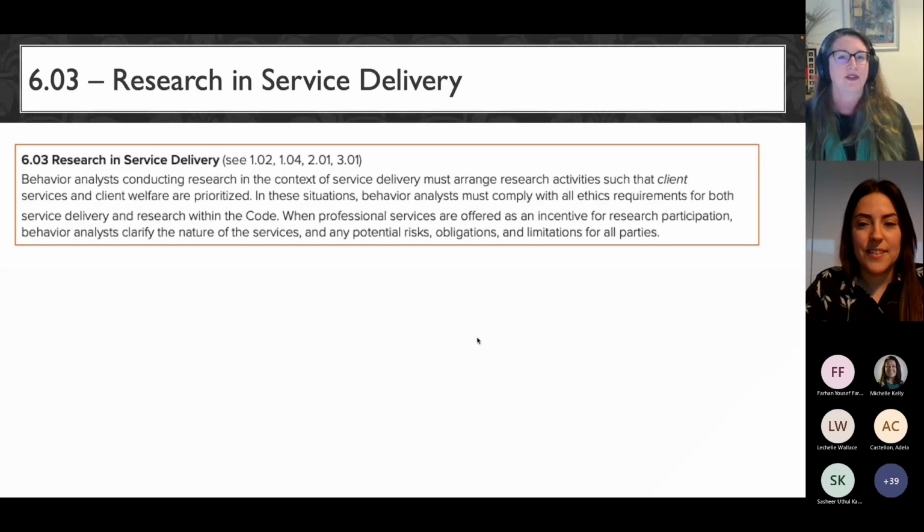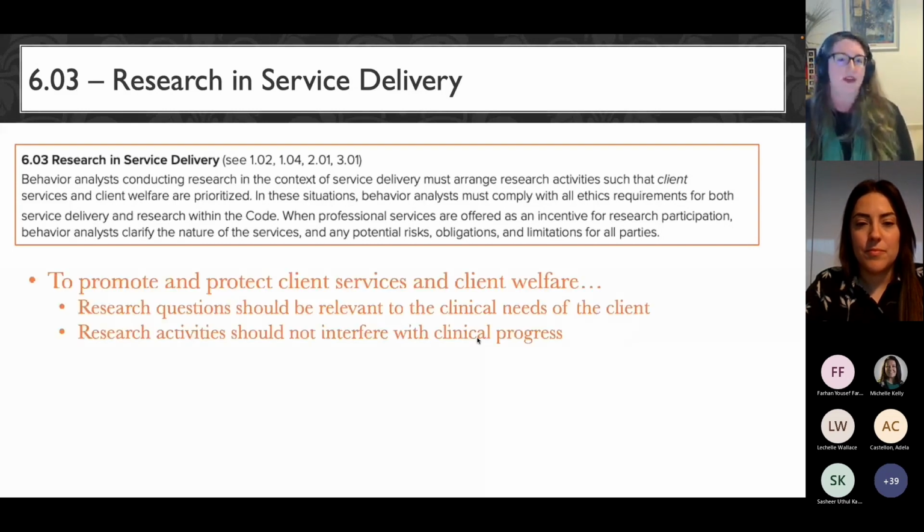Next up is research and service delivery. I don't want to take too much time here because this is a lot of what Belen will be talking about at the end. But if we're doing clinical research, it's important that we're promoting and protecting the client services and client welfare. So this means our research questions should be relevant to the clinical needs of the client, and the research activity should not interfere with clinical progress.